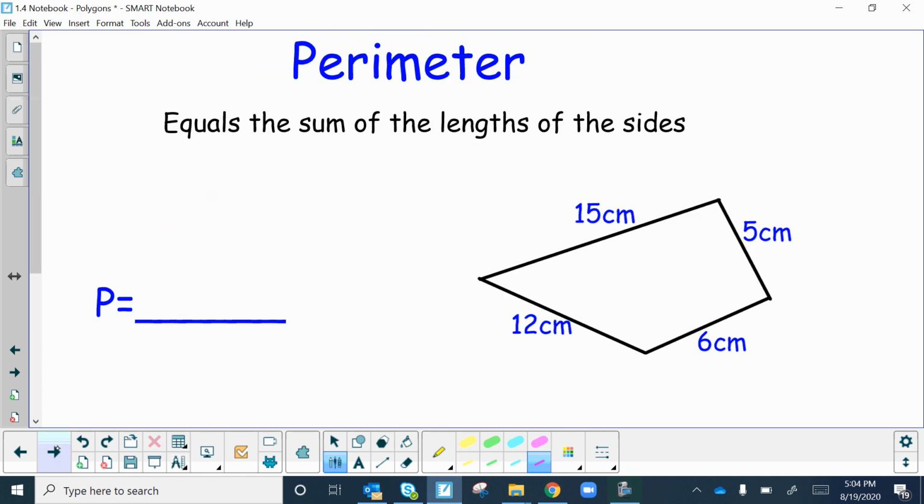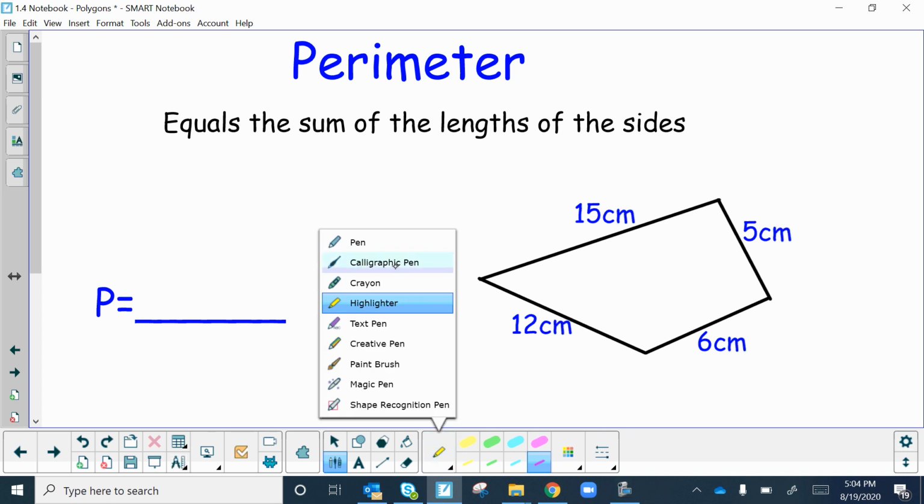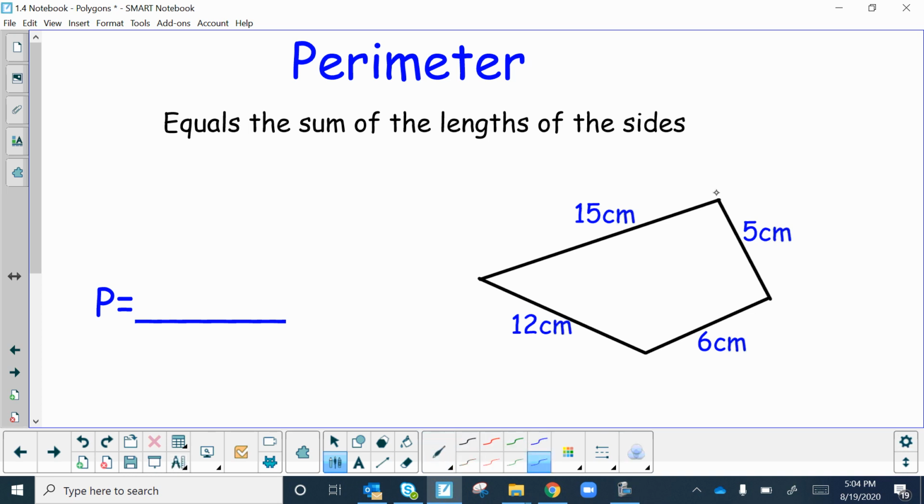All right, just to recall perimeter, most of y'all know this is super easy. Perimeter just means you add each side of the polygon. So you add all the segments that enclose the figure. So 15 plus 5 plus 6 plus 12, we've got 38 centimeters. You want to add the sum of the side lengths.